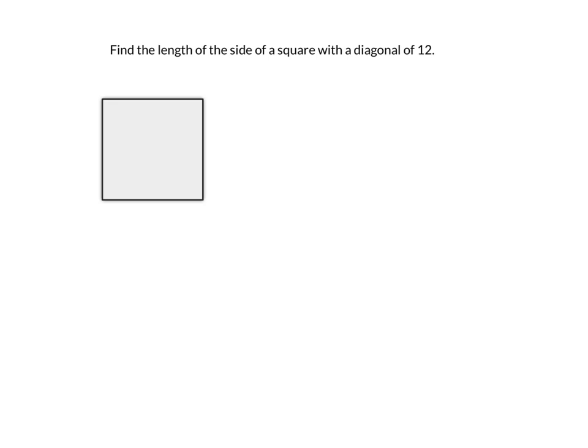Length of the side of a square with a diagonal of 12. So again, a diagonal is from one corner to the other, and so if that is 12, there we go, and we're trying to find the length of the side.